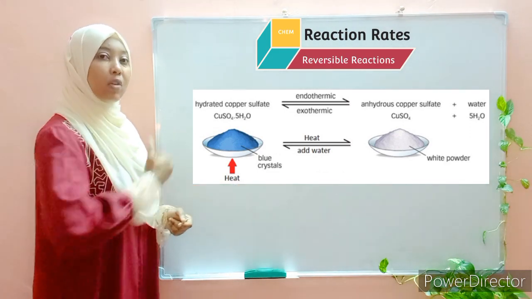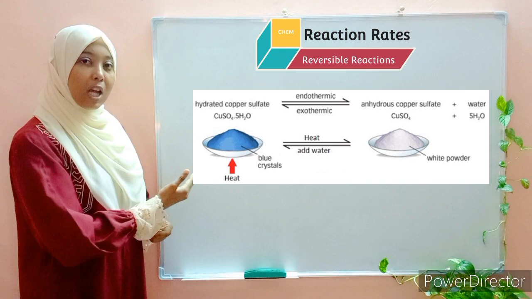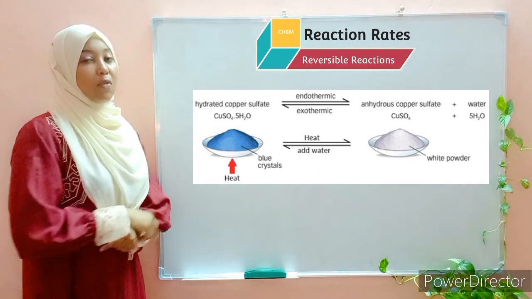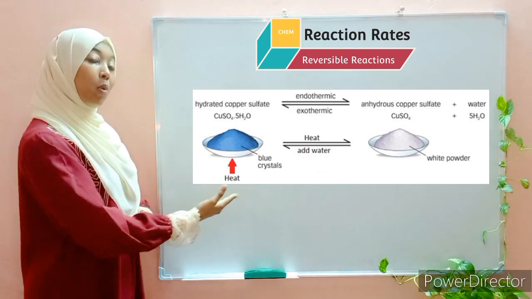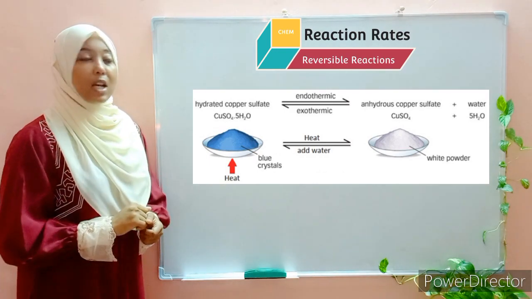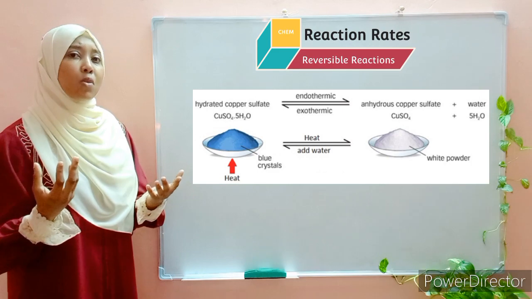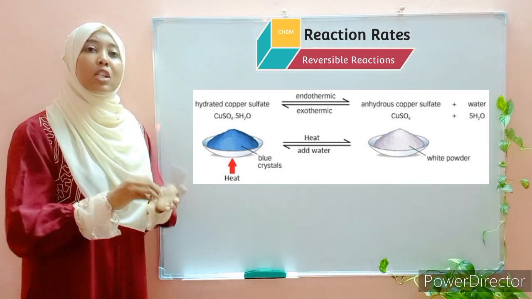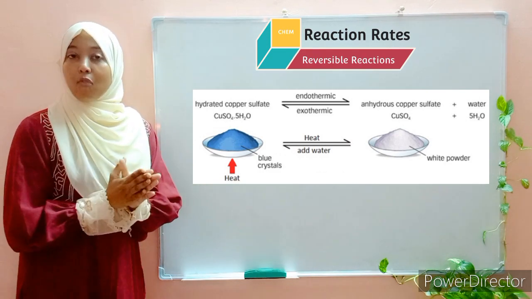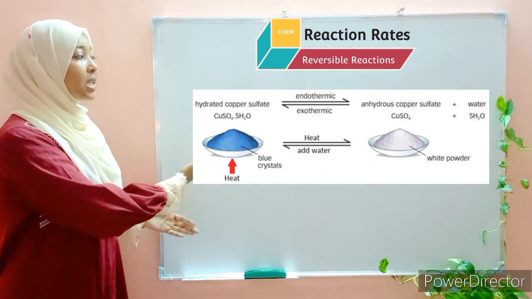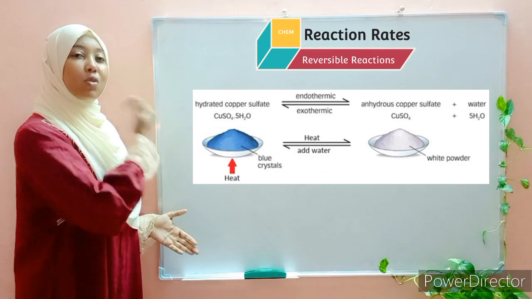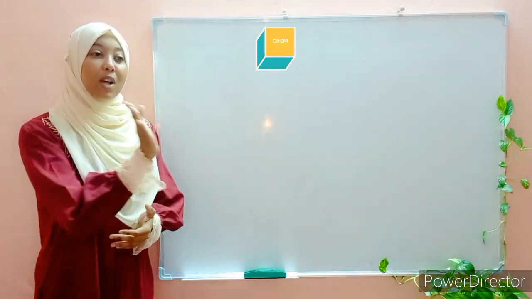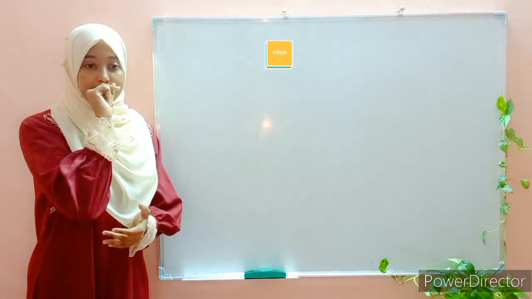So that is our forward reaction: copper 2 sulfate losing water of crystallization to form anhydrous copper 2 sulfate. But the backward reaction can also take place. So in this case, if you were to take a little bit of water, add it to some of the anhydrous copper 2 sulfate, it's going to change it to blue. Blue crystals will be formed. Why? Because it turns back to hydrated copper 2 sulfate. So those are two examples of reversible chemical reactions.